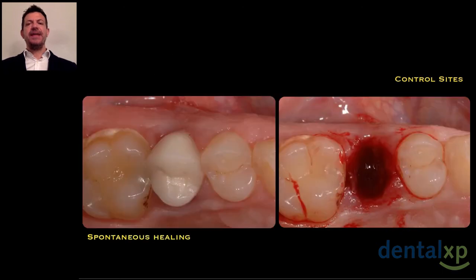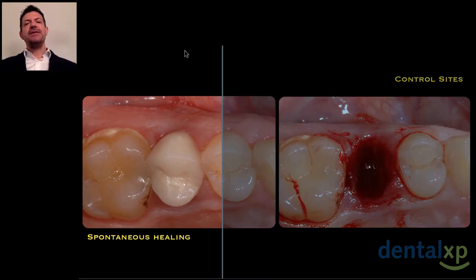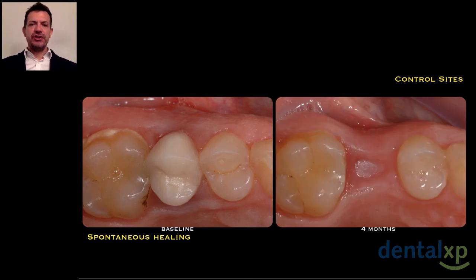This is another case, a case from the control group, tooth extraction and spontaneous healing. Also in this case, tooth extraction was performed flapless with a minimally invasive approach. And with just spontaneous stabilization of the blood clot, we can see here that after 4 months, we have a huge remodeling of the ridge, specifically more on the buccal side.